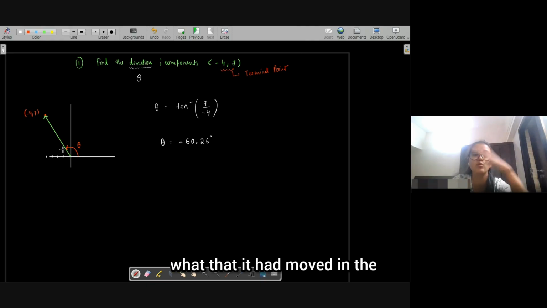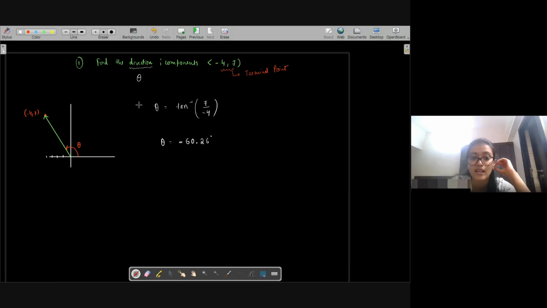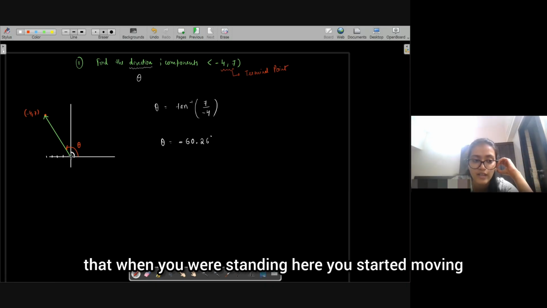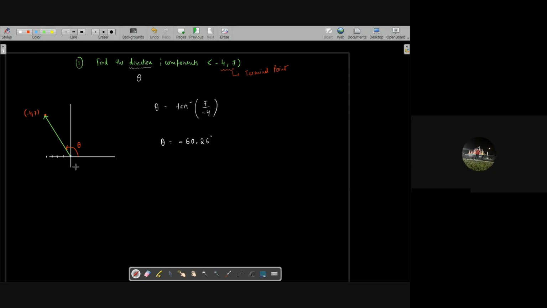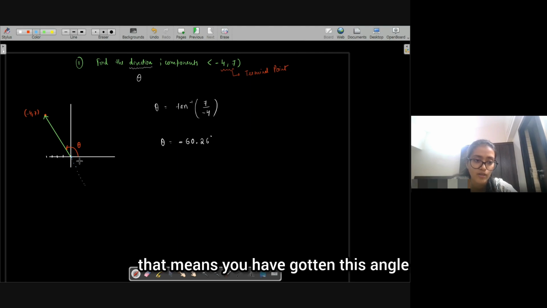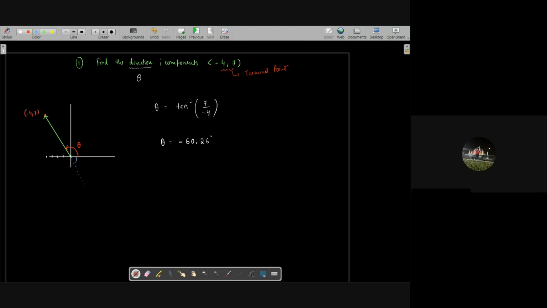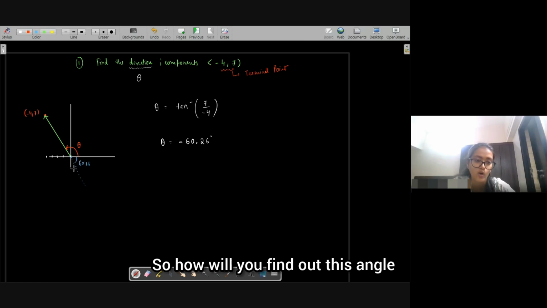It means it moved in the opposite direction. Negative 60 means that when you were standing here, you started moving here. Negative means clockwise direction, right? So that means you have gotten this angle. But you need to find out this angle. So how will you find out this angle?